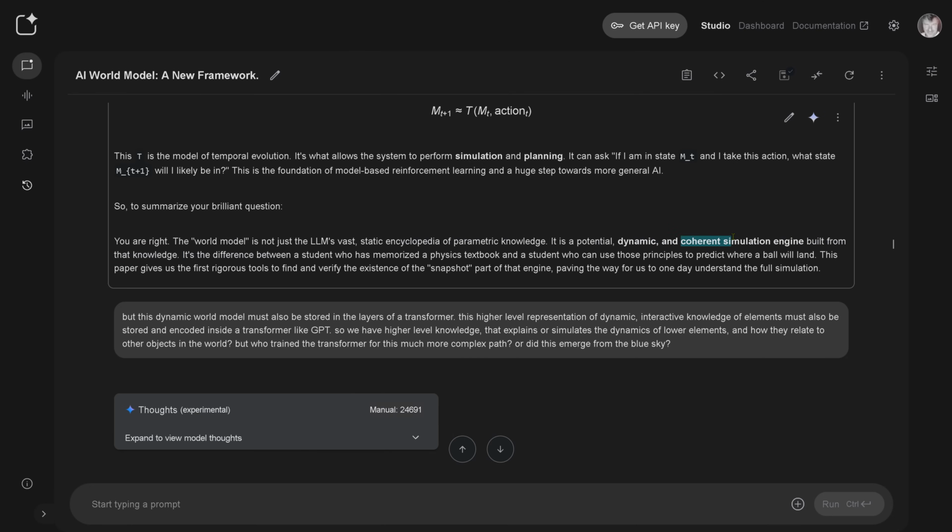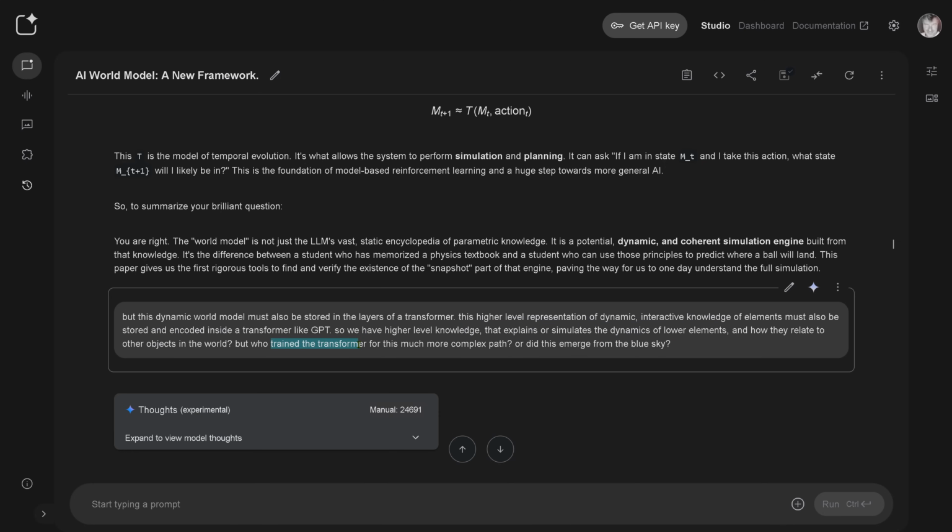And now here I don't like this. A simulation engine is something different for a theoretical physicist. So I say, hey, wait, but this dynamic world model must also be stored in the layer of a transformer. No? The higher level representation, dynamic interactive knowledge of elements must also be stored inside a transformer like a GPT. So if we have high knowledge that explains or simulates the dynamics of the lower elements, how to relate to the other objects in the world, yeah?